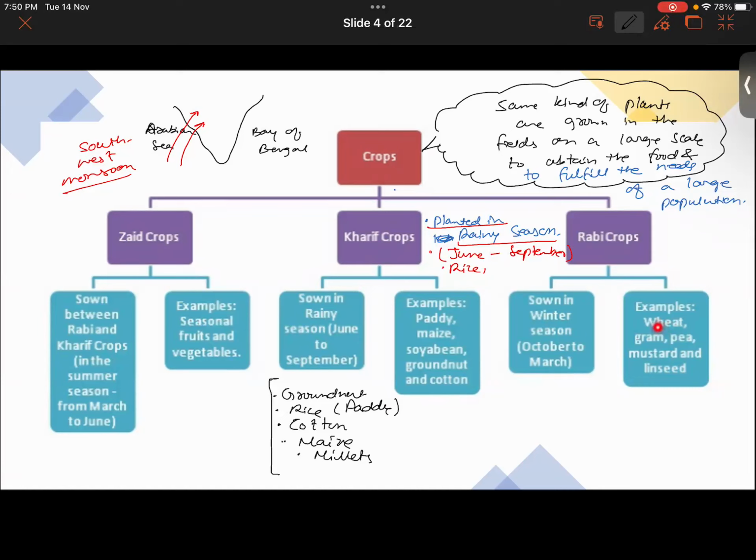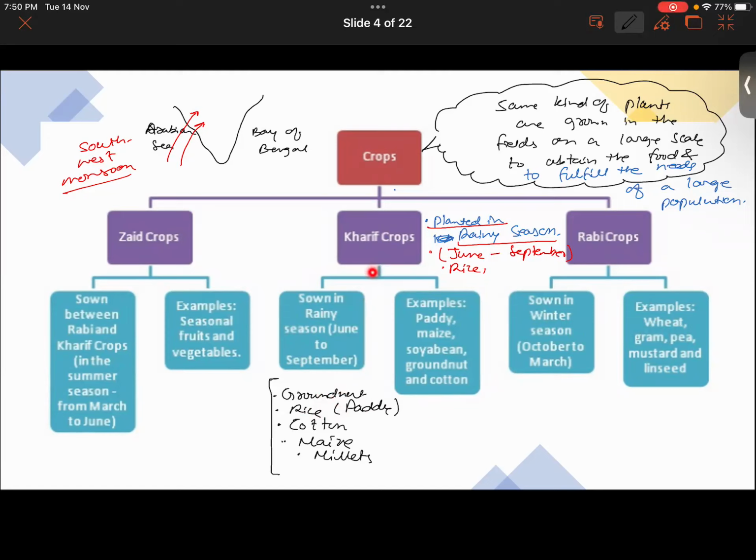If wheat is sown in the kharif season, अगर मैं wheat को grow करता हूँ kharif season में, then it will not grow well. Why? Because wheat plant cannot tolerate too much amount of water. For the paddy crop के लिए हम देखते हैं it requires a lot of amount of water, so it can be only seen sown in the kharif season.